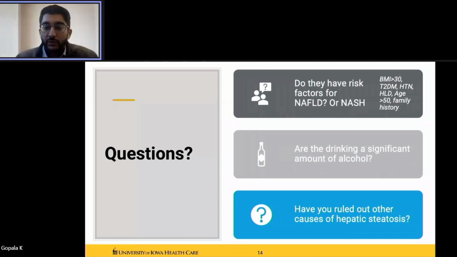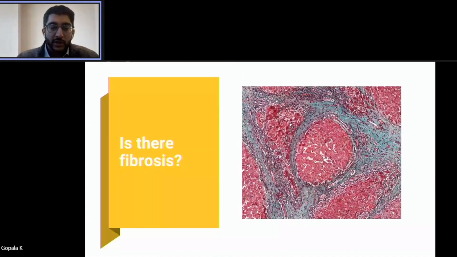And we can talk about how to screen for that in later slides as well. And do they have other causes of hepatic steatosis, like medications or hepatitis C? And the last question is, is there fibrosis? And how do we check for that?